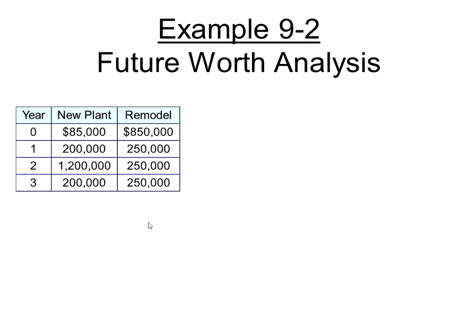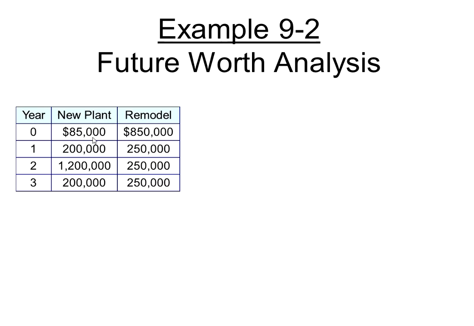So we have a new plant and a remodel. The new plant requires, in the first year, 85,000, versus for the remodel we have 850,000, and then again the 200,000. So you can see that this is what we get from the new plant, and this is the benefits that we have in terms of the remodel.